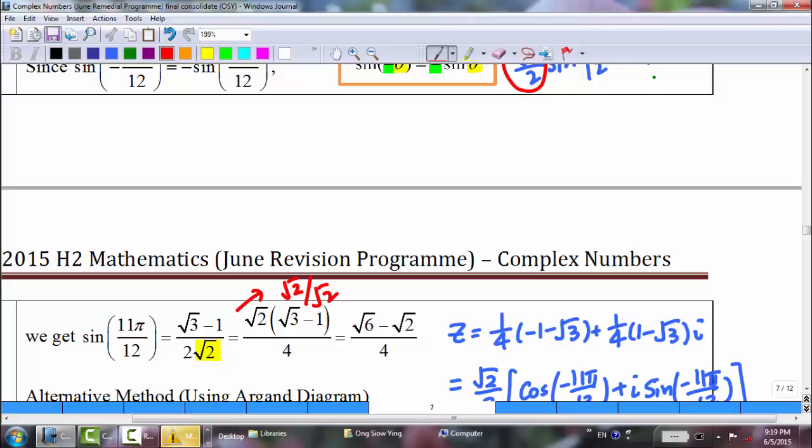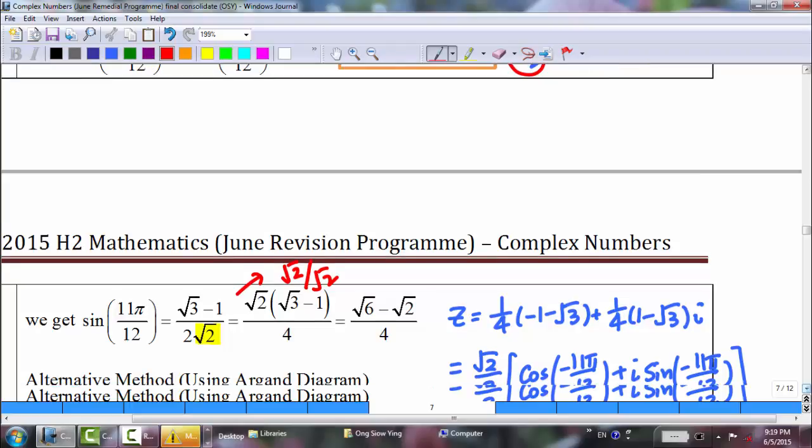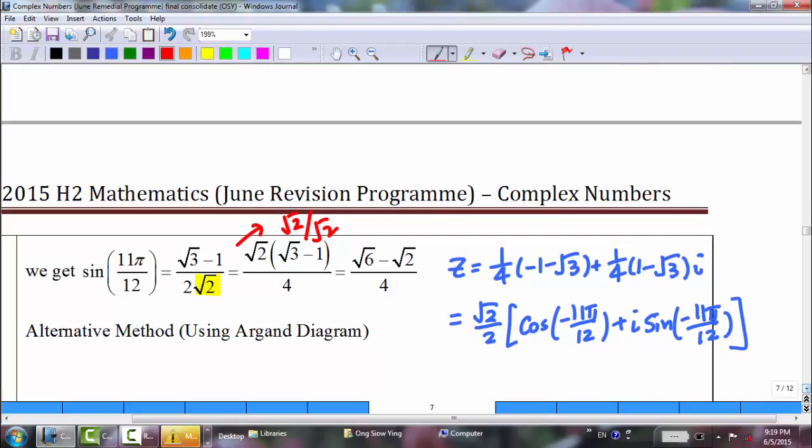Okay, that is actually the end of the question. But then there is another alternative method which I could elaborate a little bit further. So what you could do is draw the diagram. Okay, you're using the Argand diagram. Okay, let's continue. What we get from here is we use the Argand diagram.